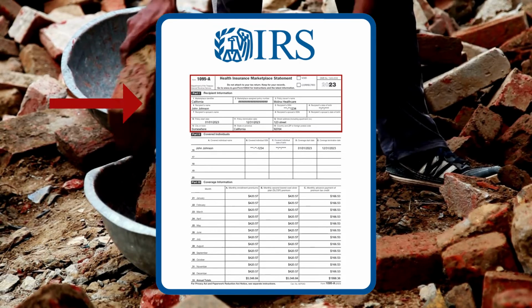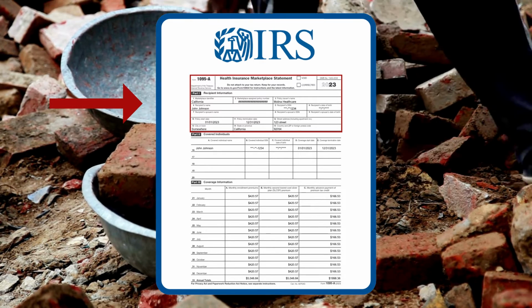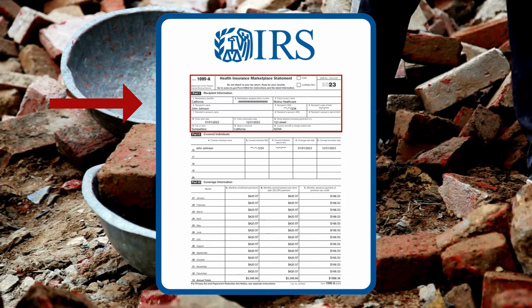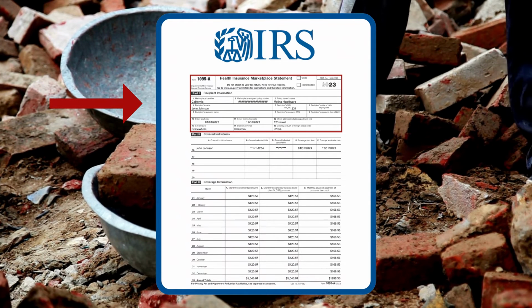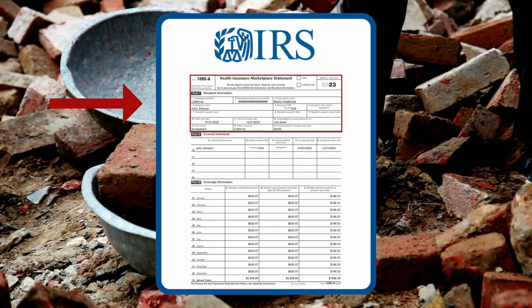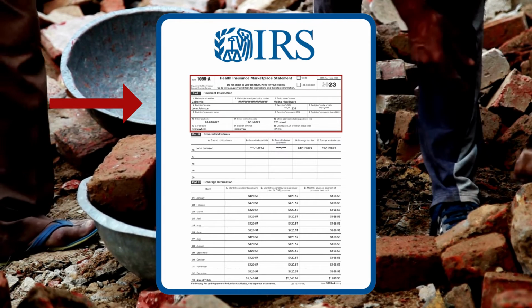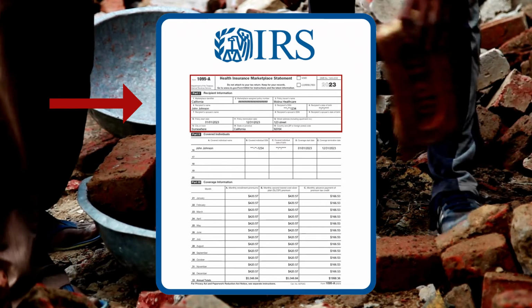Part 2 is going to have who is covered, which again is pretty straightforward. But let's get to part 3 because this is where there's a lot of confusion. Part 3 is the part that indicates what is on record as far as dollars and cents about how much financial assistance, or APTC, a person got in the previous year for their health insurance plan.